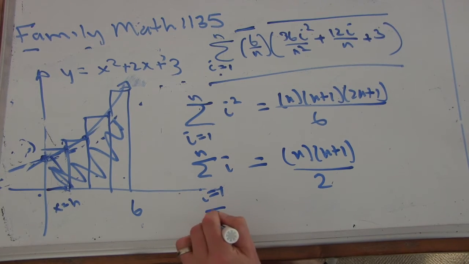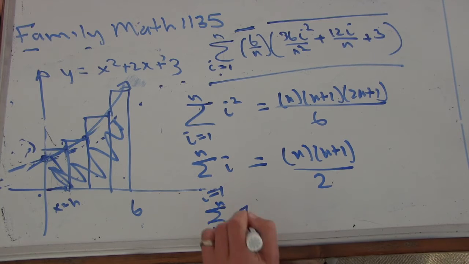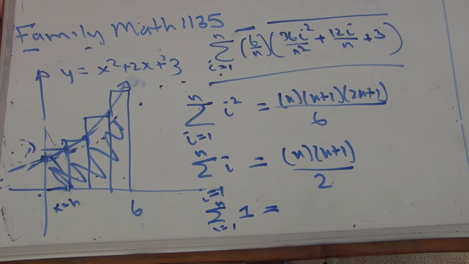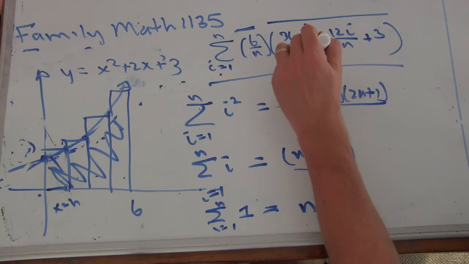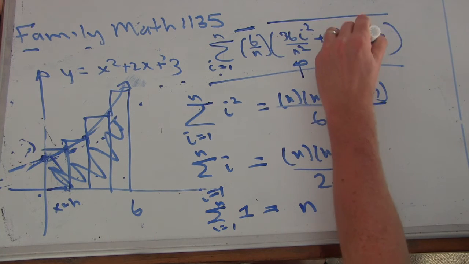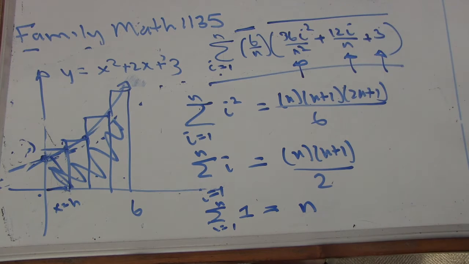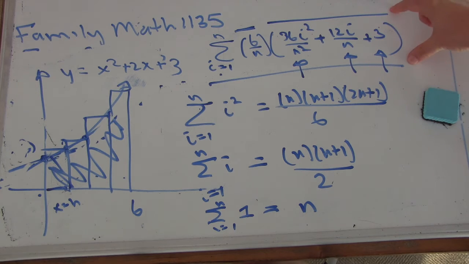And then the sum from i equals 1 to n of 1. What happens when I sum this? Just n. That means I actually know how to sum this term, this term, and this term separately from each other. Do you understand what I'm saying? Not really. This sum looks very difficult because it's a product of 3 different things.